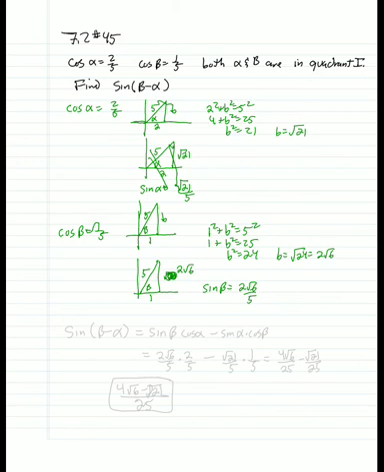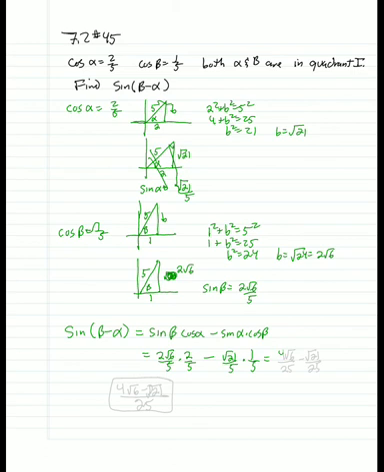Now we have everything we need to put this together. Sine of beta minus alpha is sine of beta times cosine of alpha minus sine of alpha times cosine of beta. Well, what's sine of beta? We just found it to be 2 root 6 over 5. Cosine of alpha was 2 over 5. Sine of alpha was the square root of 21 over 5. And cosine of beta was 1/5.